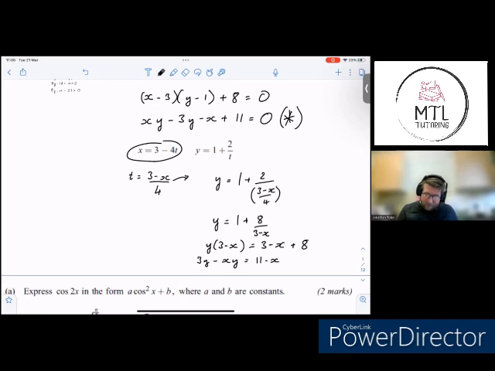right. But I'm going to write it as if it's on the left. So we end up with xy, which we wanted, minus 3y, minus x plus 11, as required.